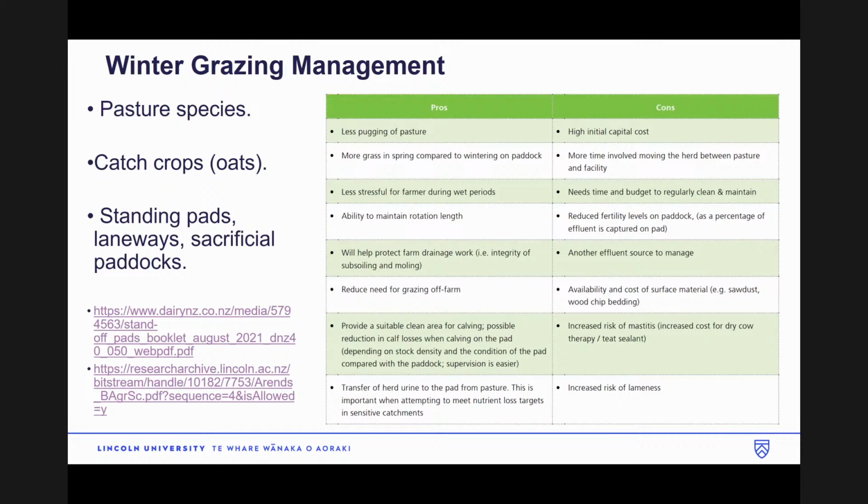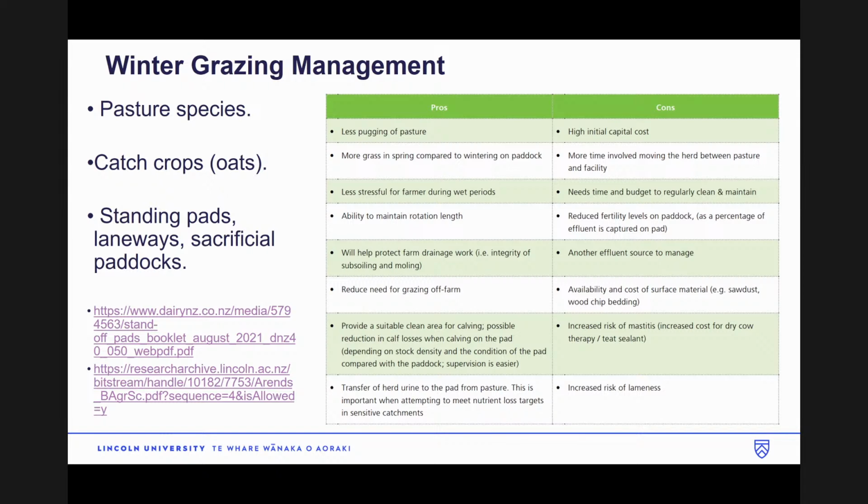Look, standing pads are a little bit better than, say, laneways or sacrificial paddocks. Essentially, you are capturing the effluent. So once again, that's not going straight into the soil and leaching through. However, it does mean you have to manage higher amounts of effluent. People don't necessarily really like it because they look at the cows in a small area and they go, look, they're not being able to access food, you're depriving your cows. So there is a bit of a public perception issue around standing pads.